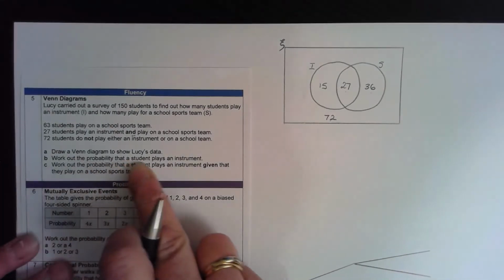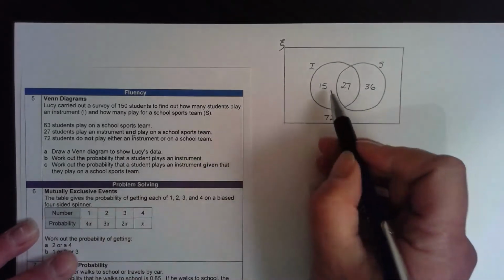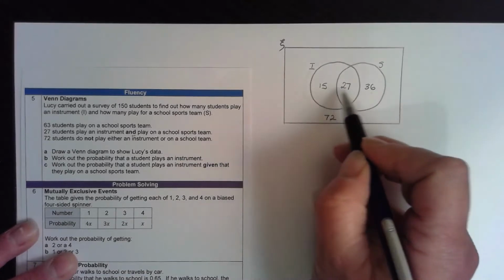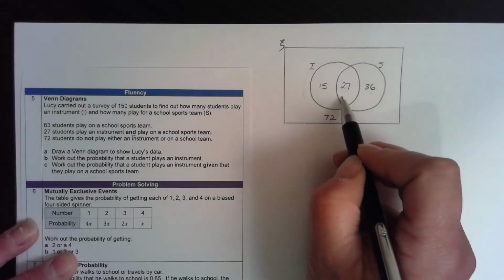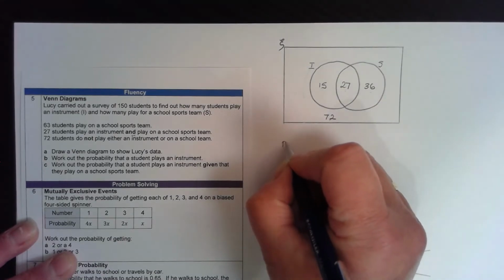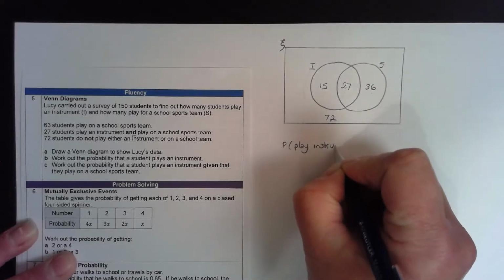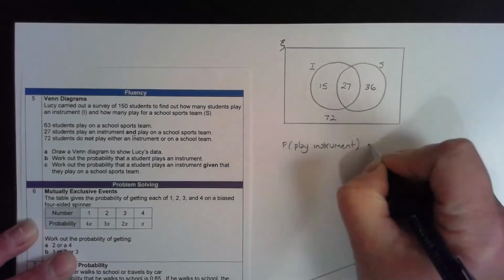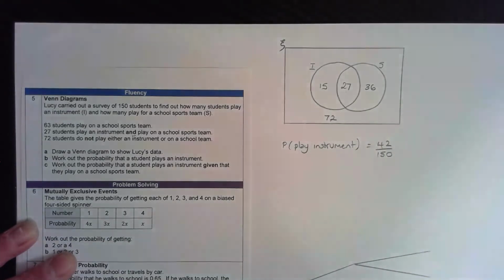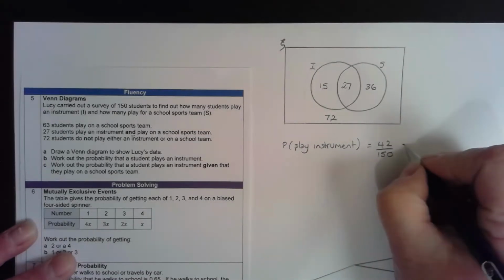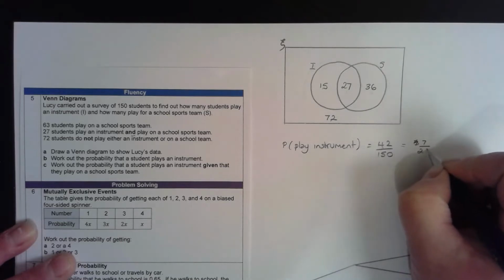So work out the probability that a student plays an instrument. So students that play an instrument, that's the ones in this circle, that's 15 and 27. In total that is 42. So the probability that they play an instrument is going to be 42 out of 150, which cancels down to 7 over 25.